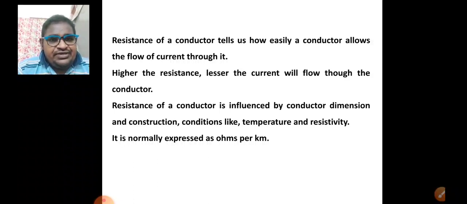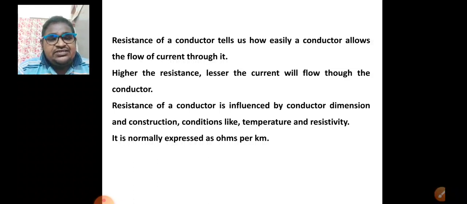Yeah, so already we discussed this. Resistance of conductor tells us how easily a conductor allows the flow of current through it. Yes, higher the resistance, lesser the current will flow through the conductor. The resistance of conductor is influenced by the conductor dimension and construction conditions like temperature and resistivity. It is normally expressed as ohms per kilometer.